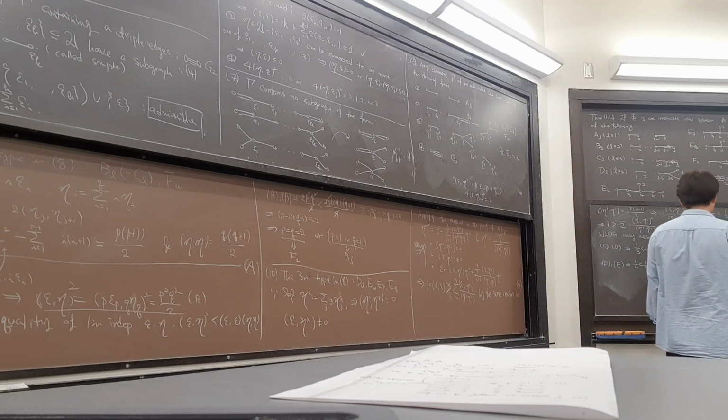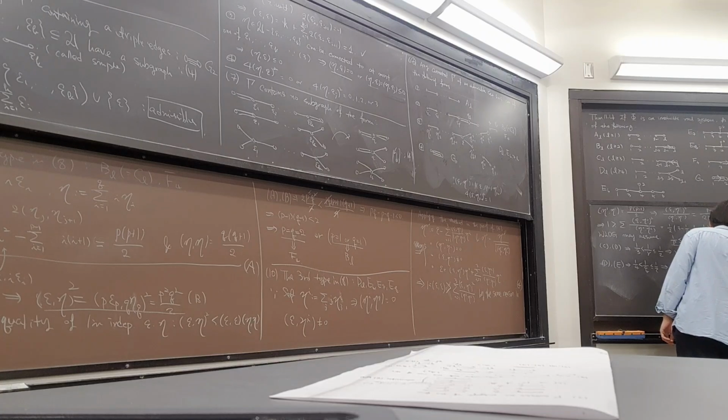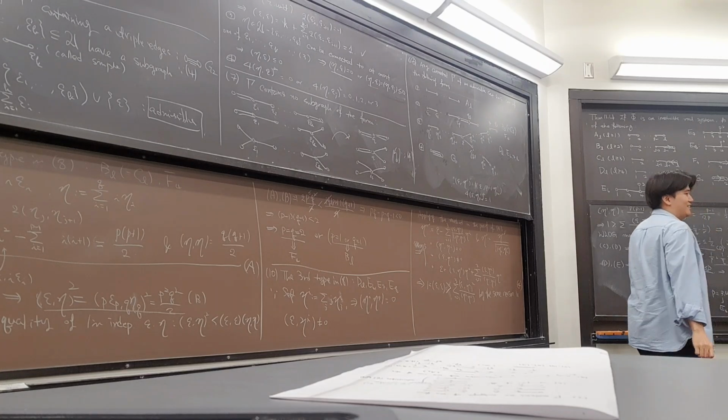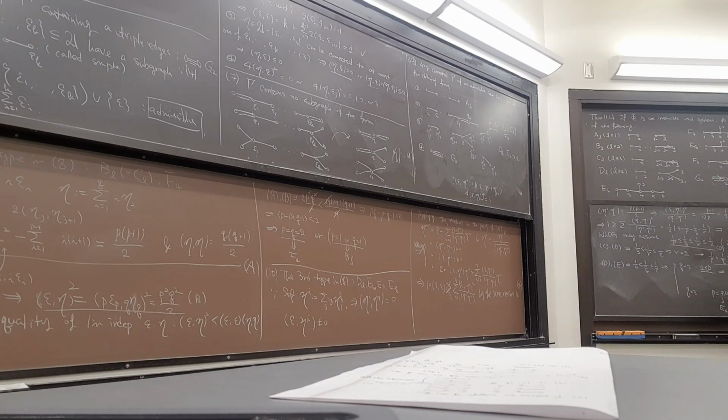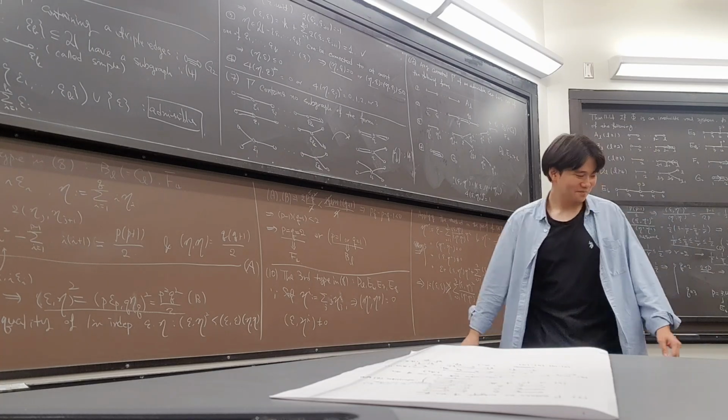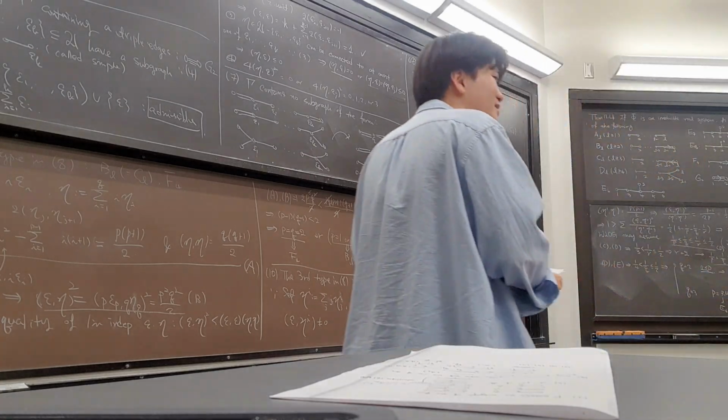This is 4. So that implies this EL case, and that implies E6. This implies E7. This implies E7. E6. This is our proof of this theorem. Any questions so far?